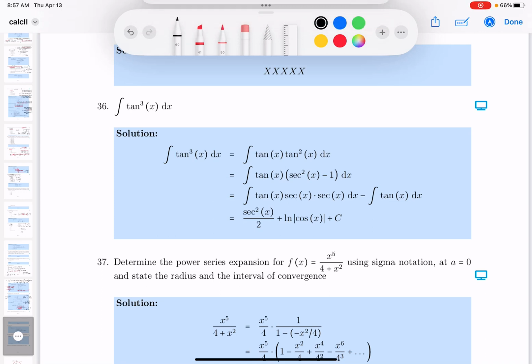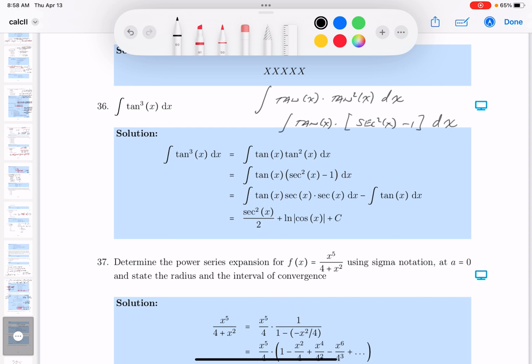Okay, problem 36 is an integration, and I have to see if I can figure that out. Looking at it, I would borrow a tangent from tan cubed. That would give me tan squared then. The next thing I would do is rewrite the tangent squared with an identity that I know about, and I'll write that down for you. Which is going to be, let's see, tangent squared would be secant squared x minus 1. So Pythagorean identity, by the way.